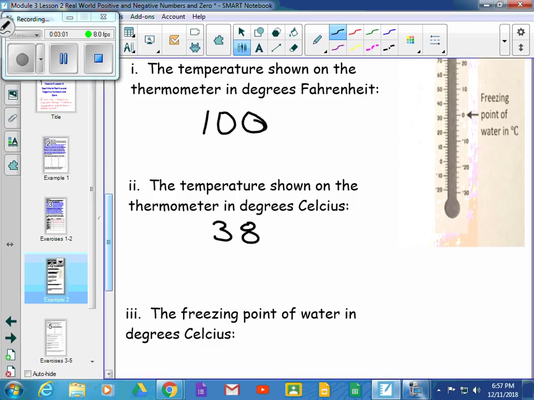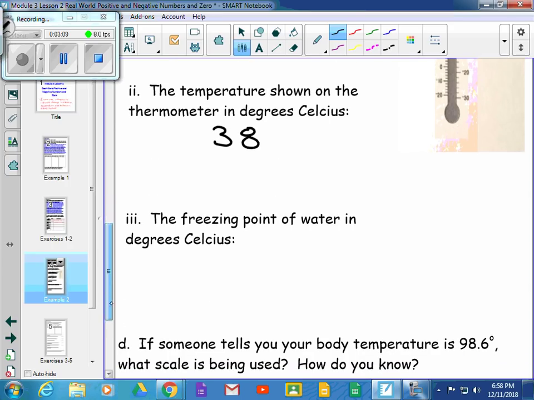And then finally, the freezing point of water in degrees Celsius. It's telling us right there at 0. 0 is the freezing point of water in Celsius.